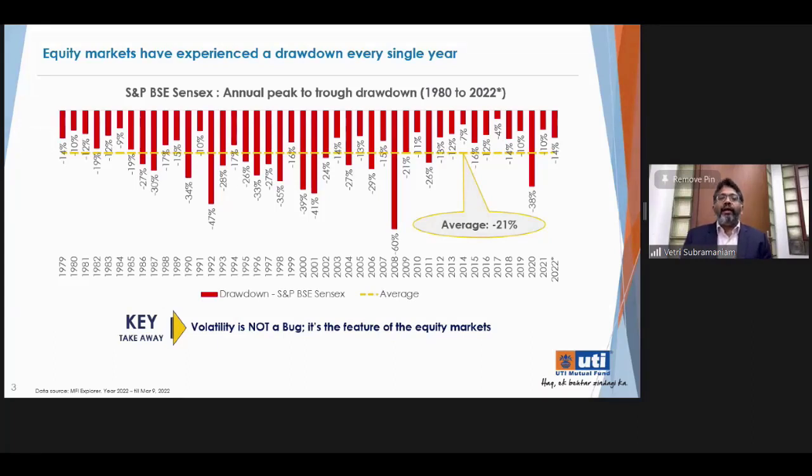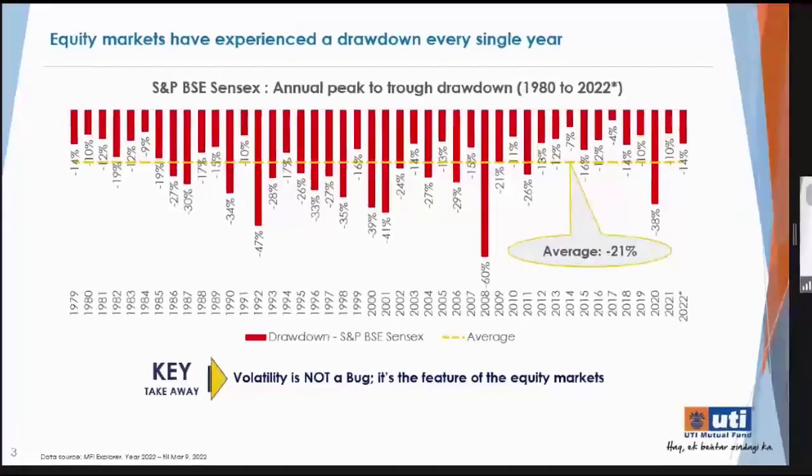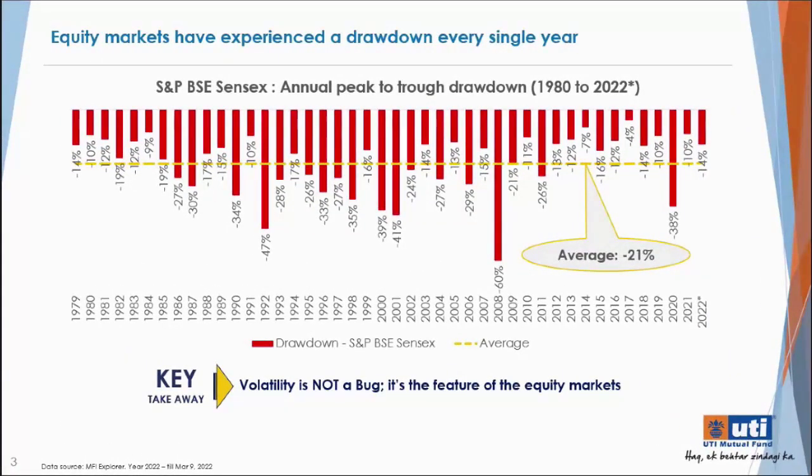sometime during the year, the market would have a drawdown, and that drawdown could be at the lowest, something like maybe 3 or 4%. In the worst case, it's been as bad as 55%. But on average, it's been about 21%. And when you look at it from that context, what's happened in January, February, March is nothing unusual. From the peak in January to the low trough in March, the market has fallen about 14%.